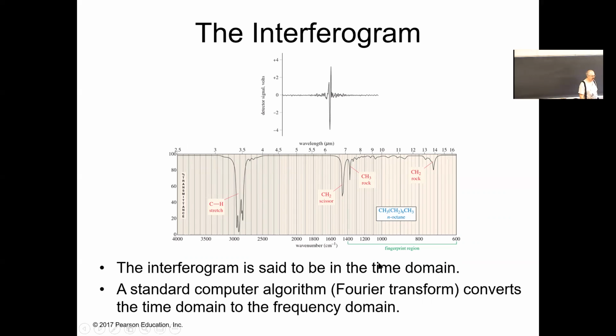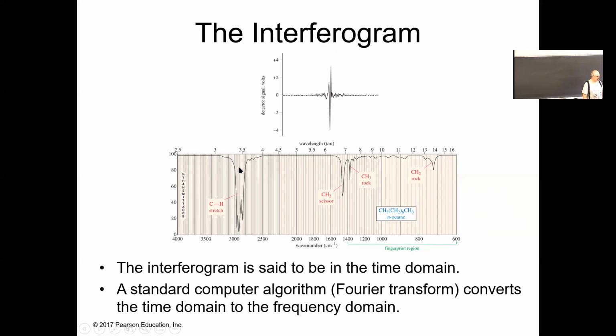This is a spectrum of normal octane. On the x-axis, we have wave numbers. Here's the fingerprint region that's shown. The y-axis is what is called percent transmittance. So at this frequency, no infrared radiation is being absorbed by the sample.